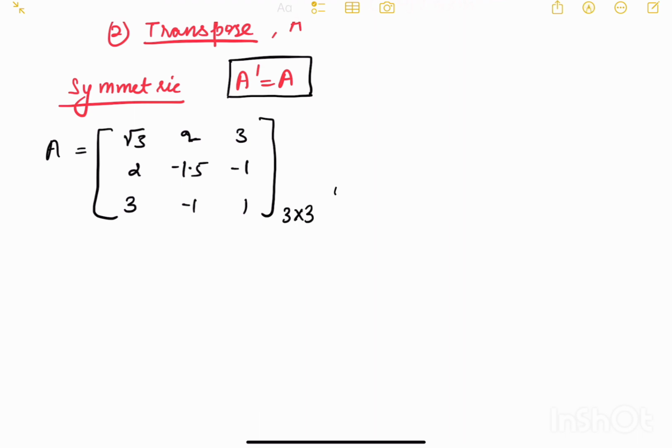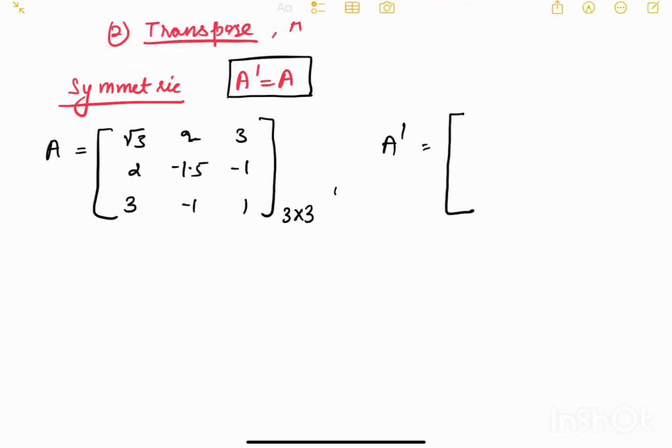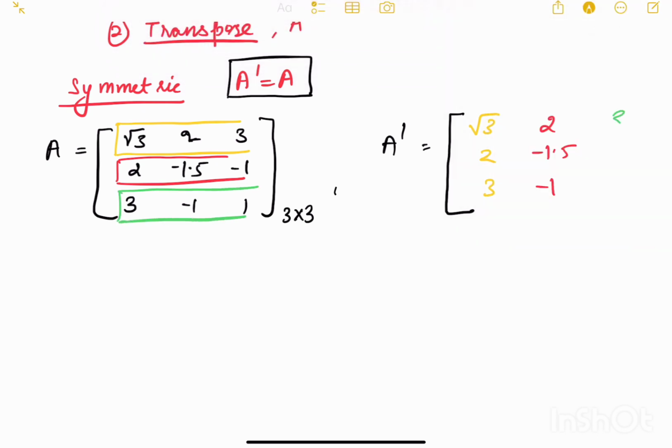Now, as an activity, just pause the video and find A transpose. I will continue in a while. I hope that you have calculated the A dash. As per the rule, we know that we are converting each row into a column, right? So row 3, 2, and 3. Then this is my second row: 2, minus 1.5 and minus 1. What is my third row? This is 3, minus 1 and 1. So this is my transpose.